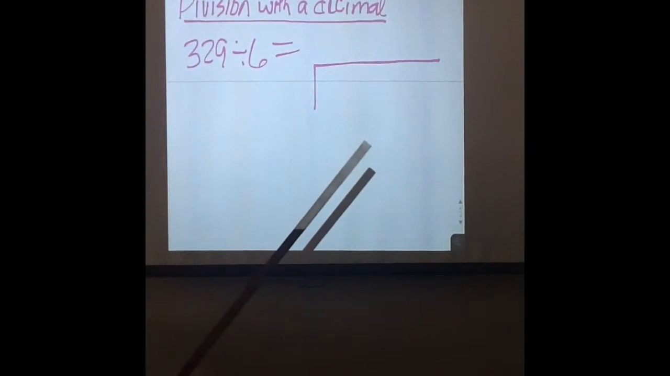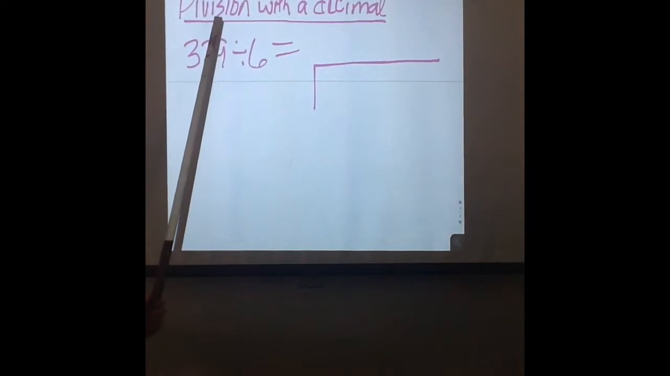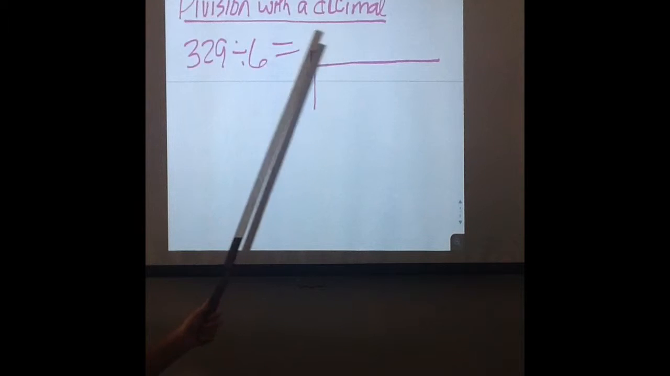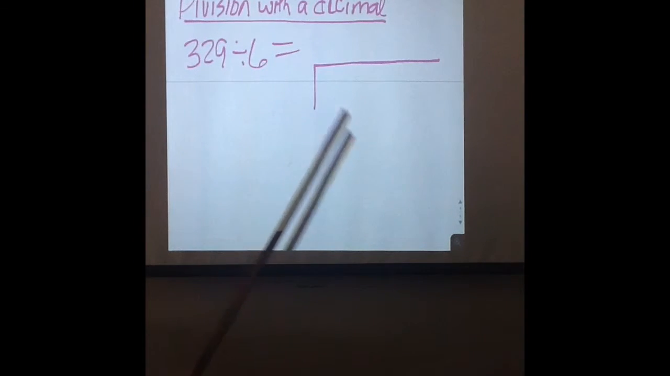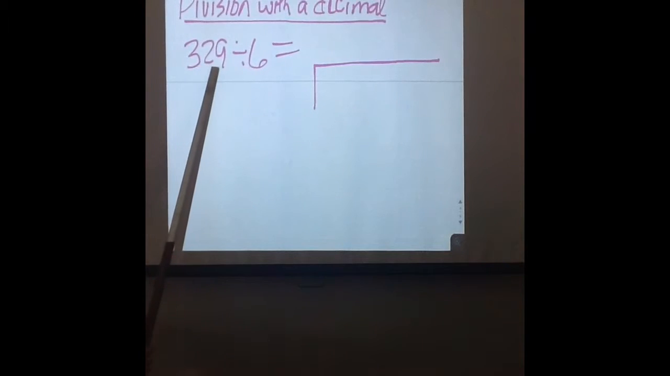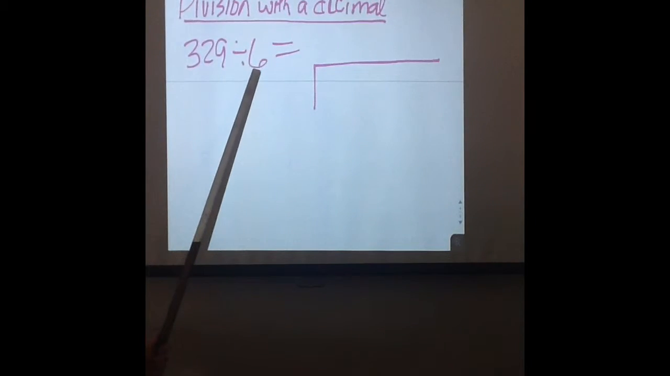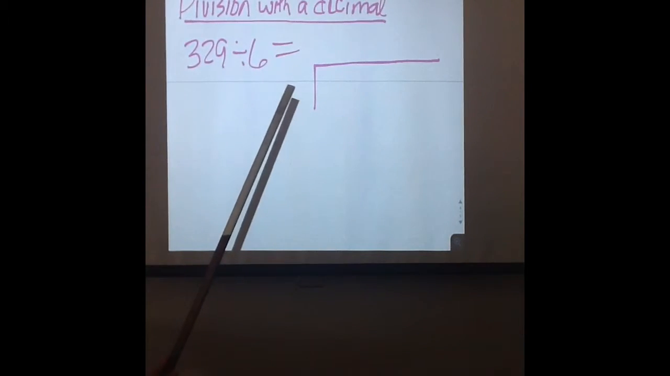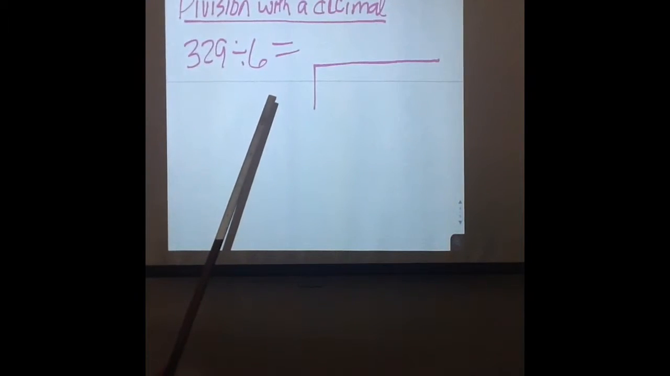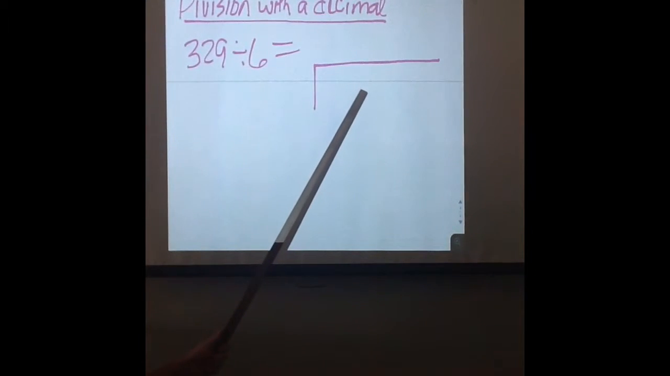Welcome back to math. Today we're going to talk about division with a decimal. Now we have a problem. Our problem is 329 divided by 6. My question is, what number goes on the inside of the house?